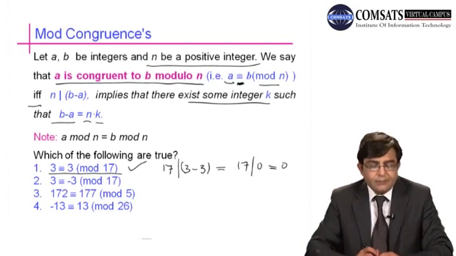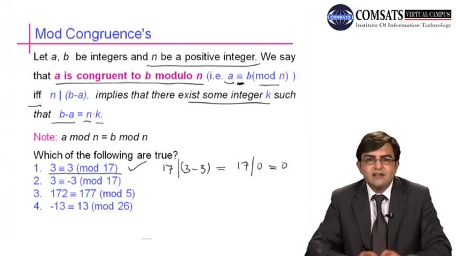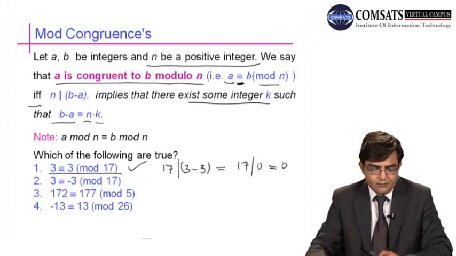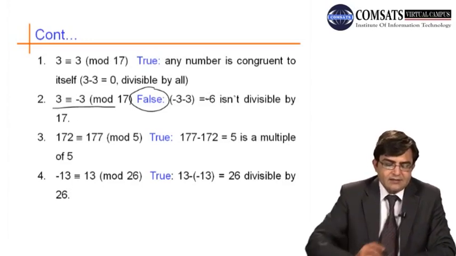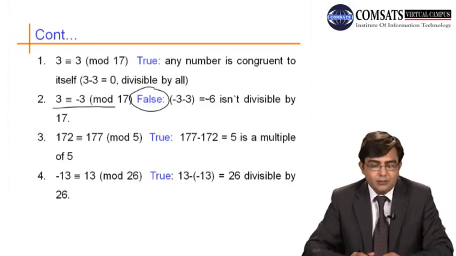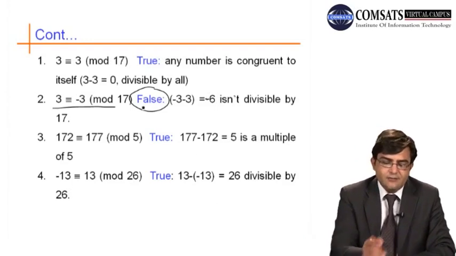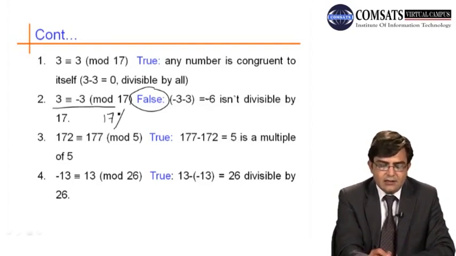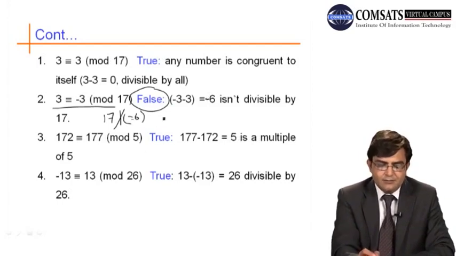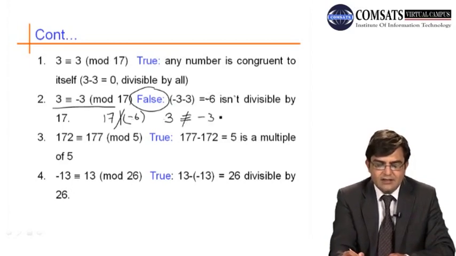Now the second example is 3 is congruent to minus 3 mod 17. We can see here on the next slide, this statement is false because minus 3 minus 3 is basically minus 6, and 17 doesn't divide minus 6. So this implies that 3 is not congruent to minus 3 mod 17.